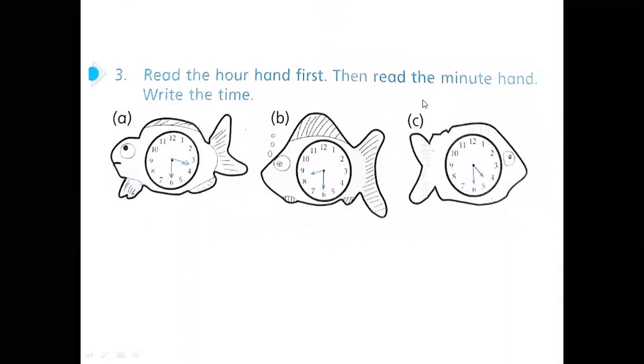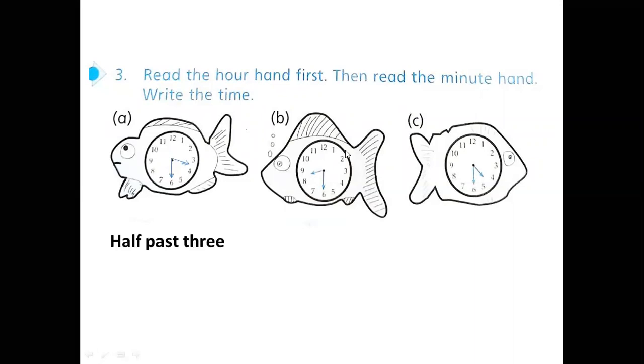The next question is: read the hour hand first, then read the minute hand, and write the time. So there are 3 clocks. In number 1, this is the hour hand, this is the minute hand. Here this is the hour hand and this is the minute hand. Here this is the hour hand and this is the minute hand.